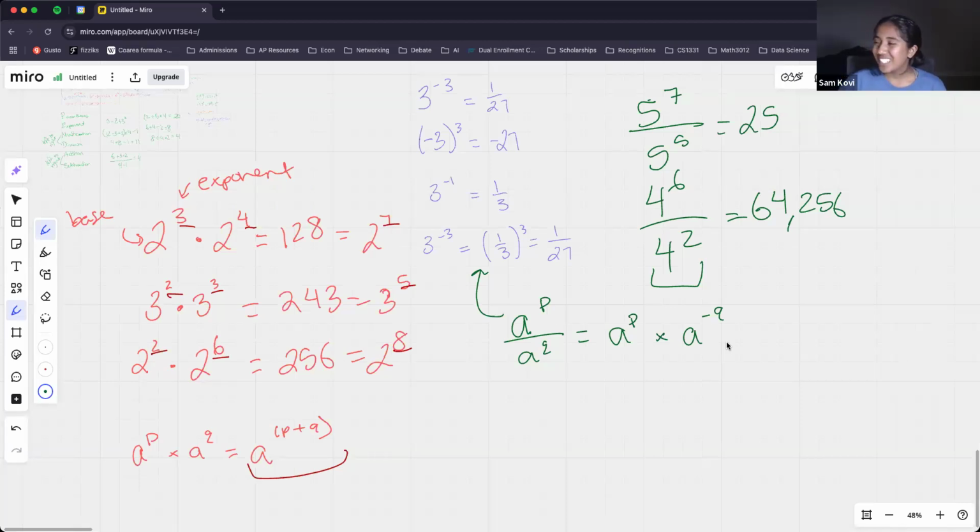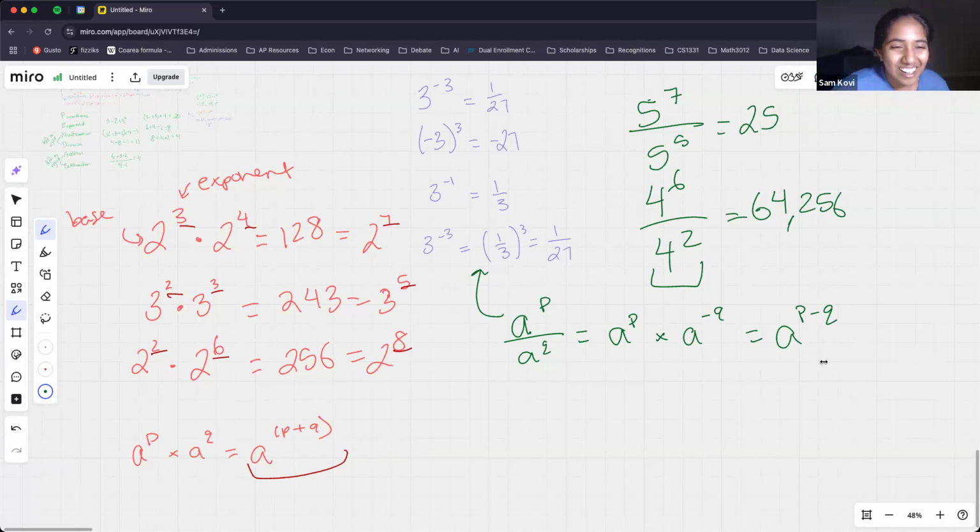So didn't we already identify a product rule? How can I combine these into one exponent? What do you guys think? Yeah, thanks, Pranay. Thanks, Nihira. Absolutely, it's a to the power of p minus q. Absolutely correct. So this is where this division rule comes from. I believe if you understand the product rule and negative exponents, you don't really need to memorize this quotient rule, because you can just bring it up from there.